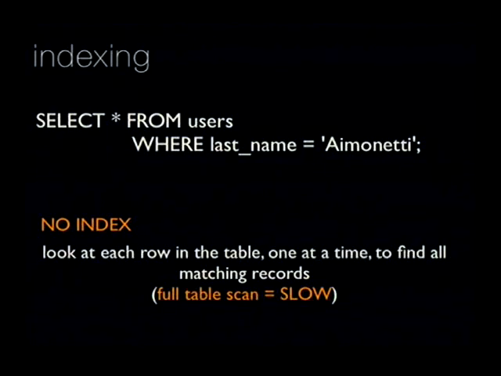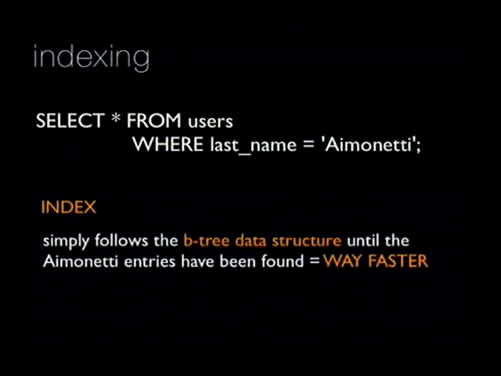Now MySQL needs to look at each row in the table one at a time until it finds a match. We call that a full table scan, and that's usually quite slow. It's not slow if you don't have a lot of records, but if you end up having thousands or dozens of thousands or millions, it's going to end up being very, very slow. So that's why we use indexing.